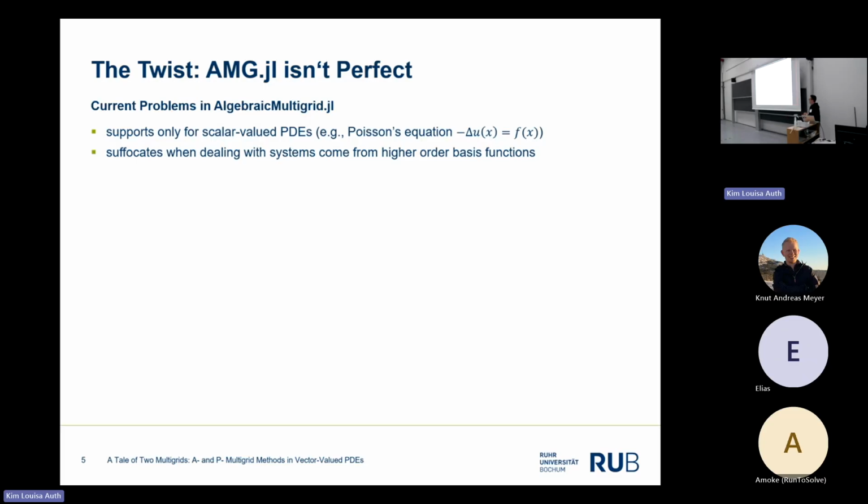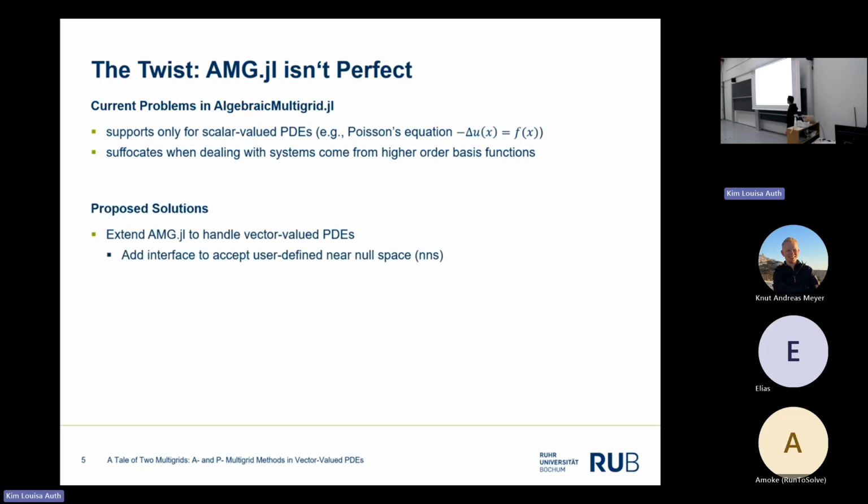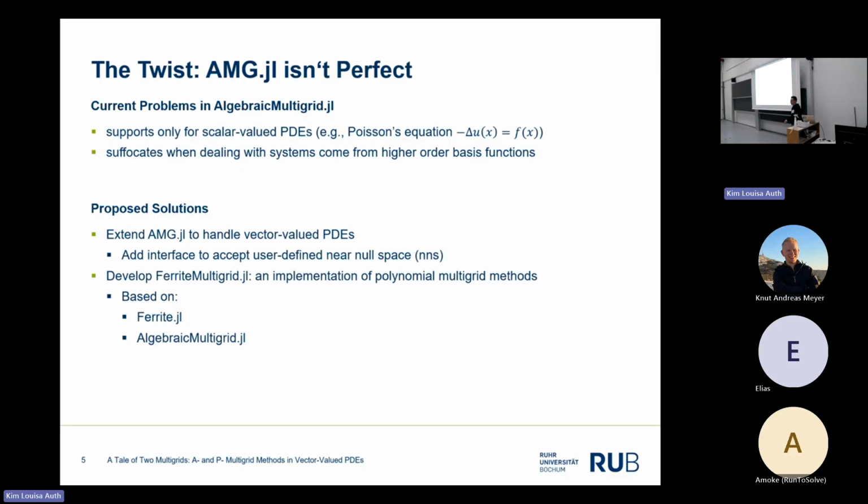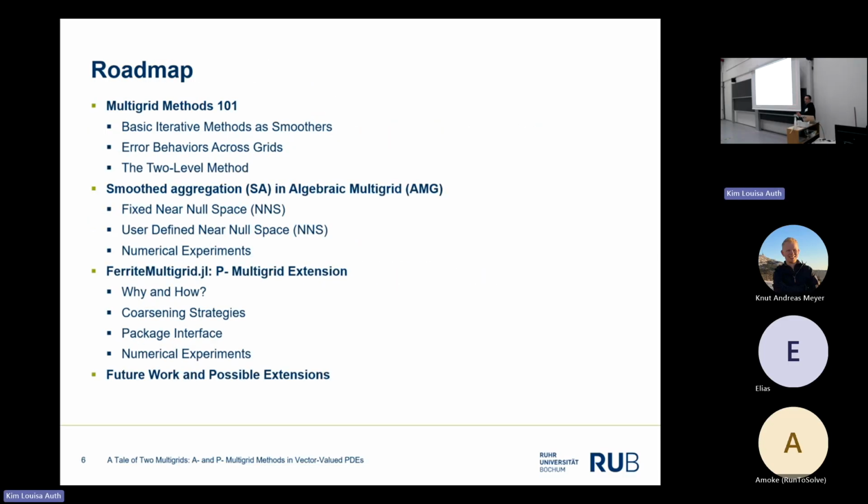So how can we solve these problems? One possible solution is to extend or to properly encode the physics in the AMG solver by using the so-called near null space, and more on this later. And the second problem can be solved by basically introducing a new package called FerriteMultigrid.jl, which is an implementation of polynomial multigrid methods. So how to really do so? The answer is basically through these sections, in particular the second and third sections.